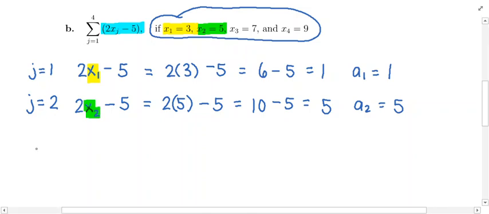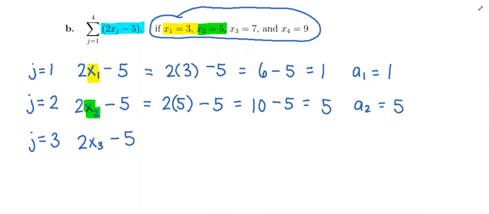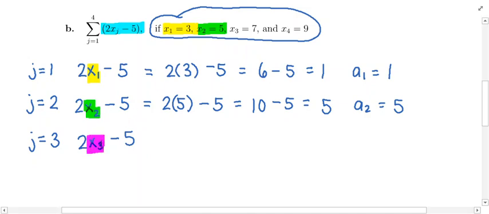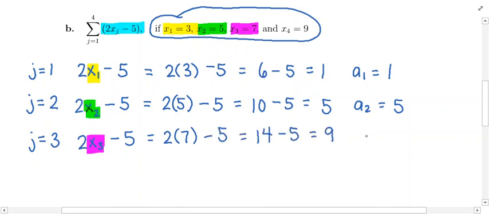We need to bump up j again to be 3. Plug in j equals 3 to our blue expression. We're going to get 2 times x3 because j is the counter on the x. It's the subscript. Minus 5. When we look at this, x3 is the same thing as 7. So pop that value in. This is going to be 2 times 7 minus 5, which is 14 minus 5, which is 9. So the third term is going to be 9.